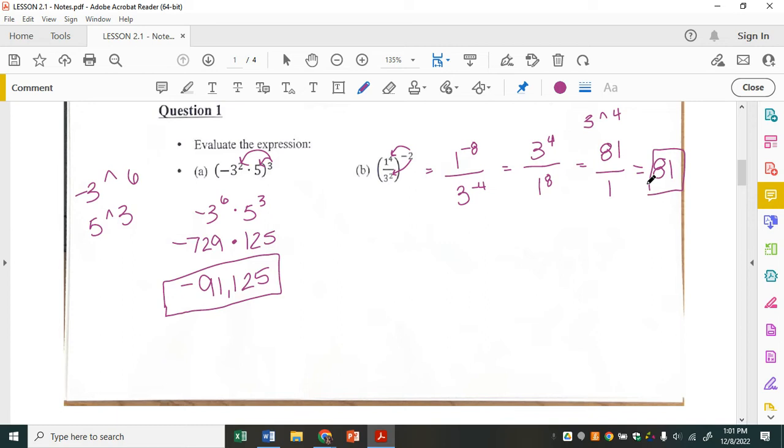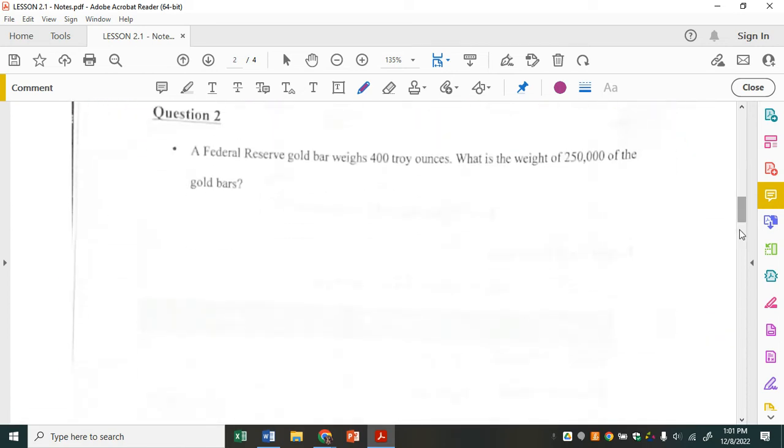On question 2. It says a Federal Reserve gold bar weighs 400. I don't really know if that's supposed to say troy ounces. I don't know what it is, but it's ounces. What is the weight of 250,000 of these gold bars? I don't really feel like multiplying 400 by 250,000.